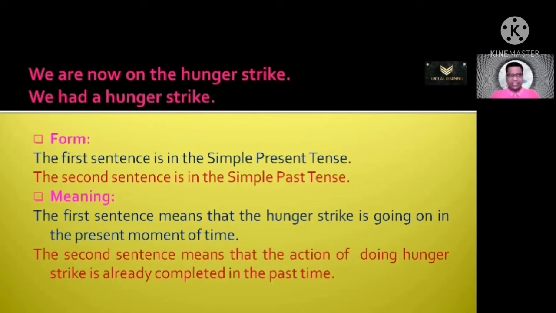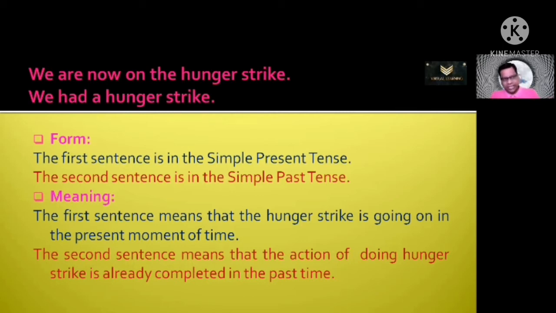Whereas the second sentence is in the simple past tense. You know that have has two forms. One is have, the present form, and had is the past form of have. So that way it is used here. So you can simply say, we had a hunger strike. So this sentence is in the simple past tense.